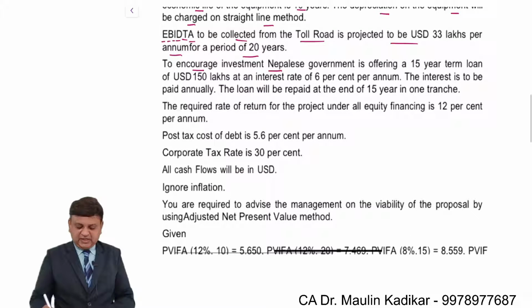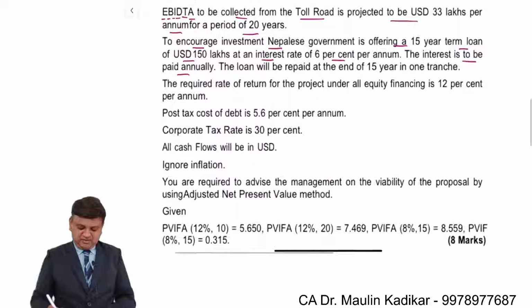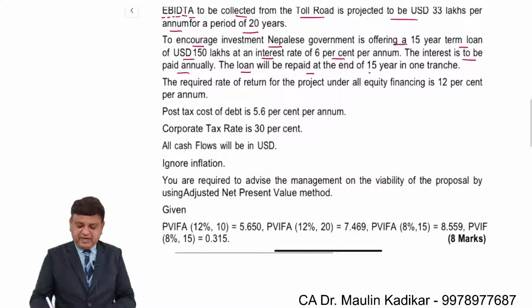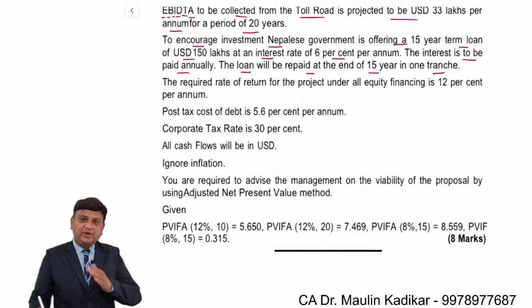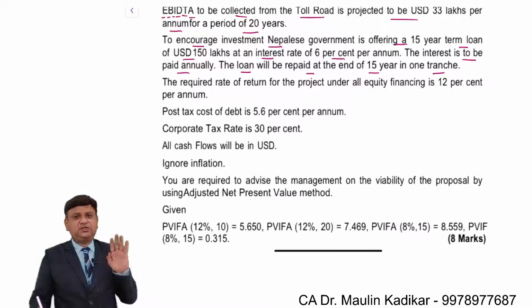To encourage the investment, Nepalese government is offering 15 years term loan of 150 lakhs US dollar at an interest rate of 6% per annum. Interest is to be paid annually. The loan will be repaid at the end of the 15 years in one tranche, that is in one stroke only.